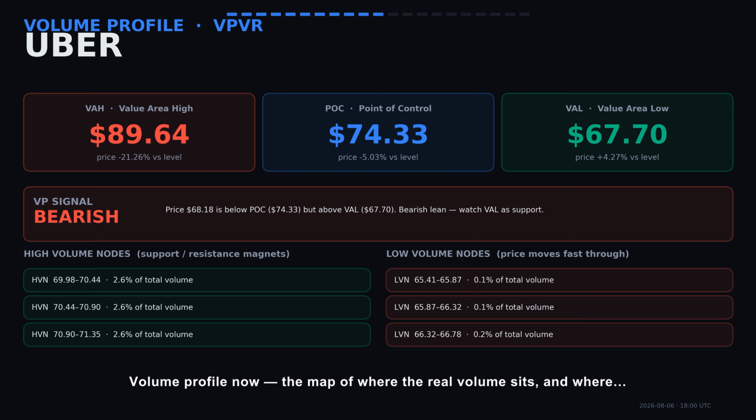The signal here is bearish. Price 68.18 is below POC, $74.33, but above VAL, 67.70. Bearish lean, watch VAL as support.